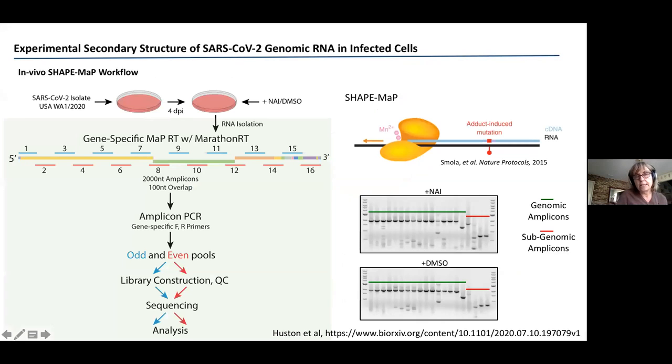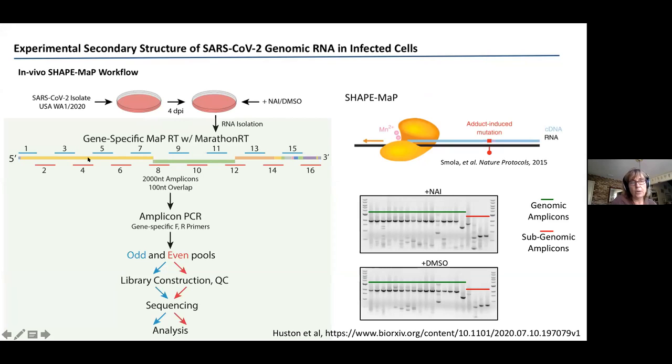How did we do this work? We took a SARS-CoV-2 isolate from a patient in Washington State. We infected Huh 7.5 cells with it. This is all in BSL-3. We went through to 4 days post infection. Then we treated with the acylation probe. This is the chemical probe that modifies single-stranded RNAs. And then through a reaction that I'll show you in a moment, we used the reverse transcriptase to identify the positions of all the modifications.